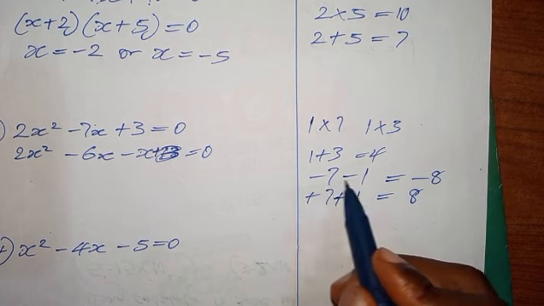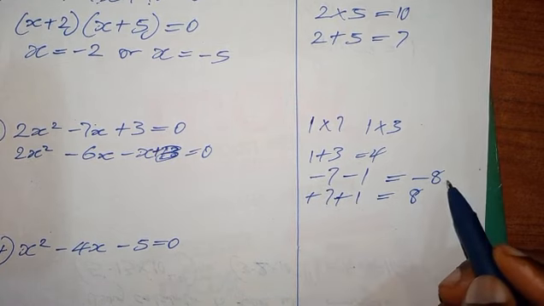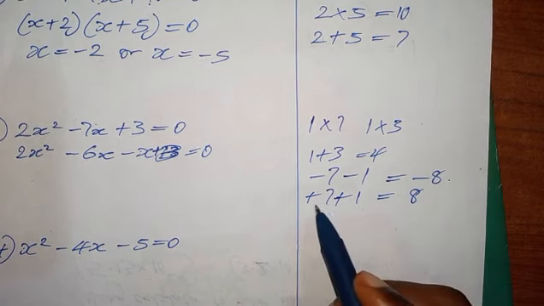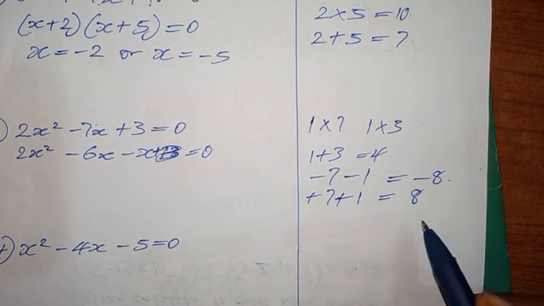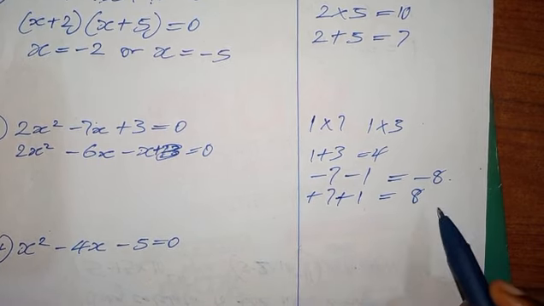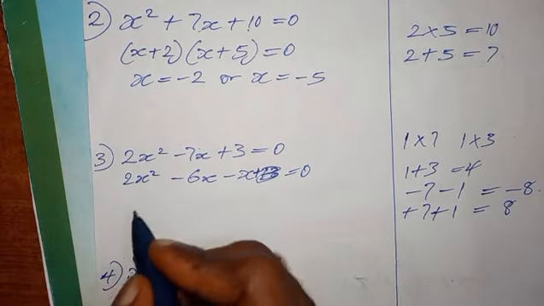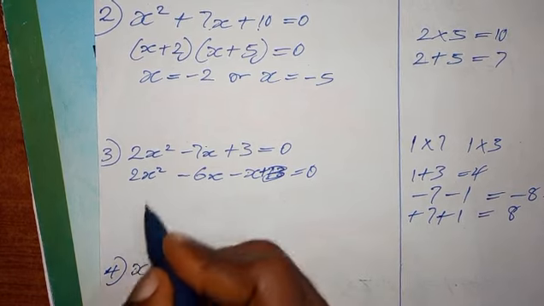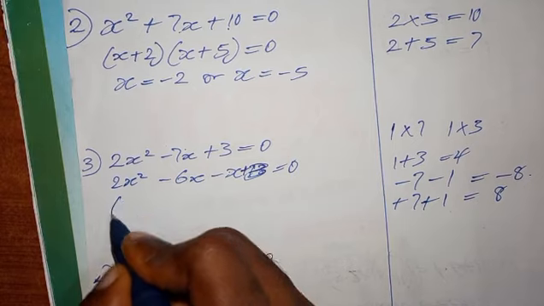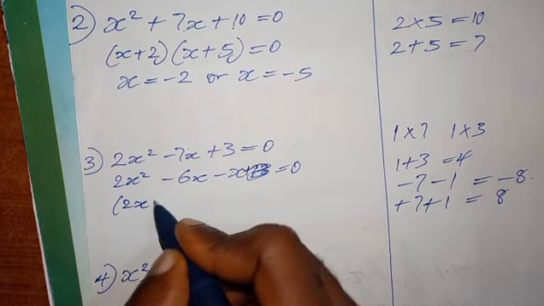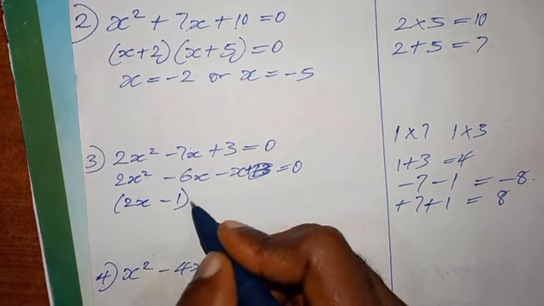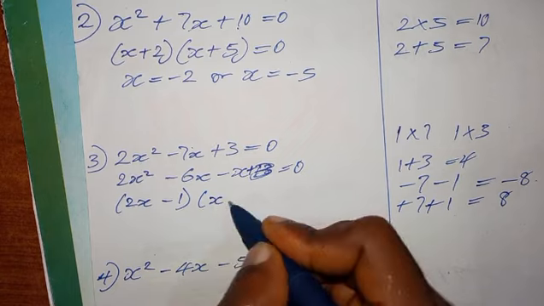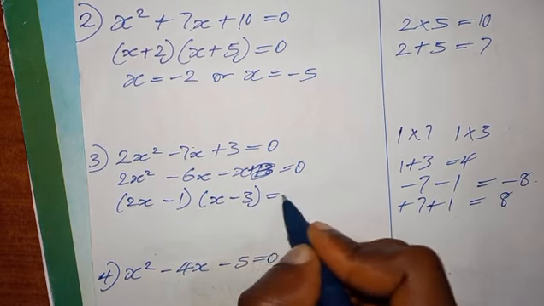If both of them have the same sign, the sign will appear in the final answer. You add them and the sign will appear in the final answer. Because even this one, plus 7 plus 1, they have the same sign. Here it appears positive. So we move on. After splitting the middle terms, we move from there. Then we have 2x minus 1, x minus 3 is equal to 0.